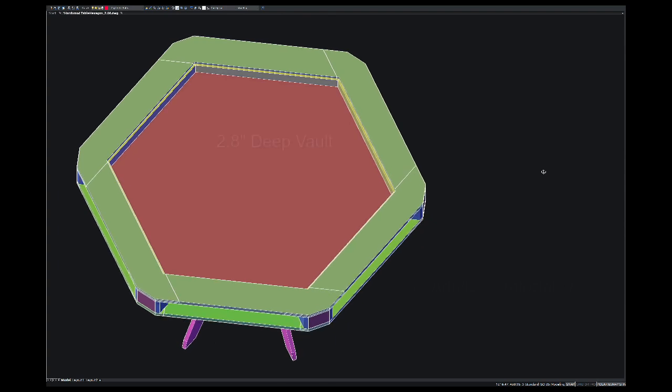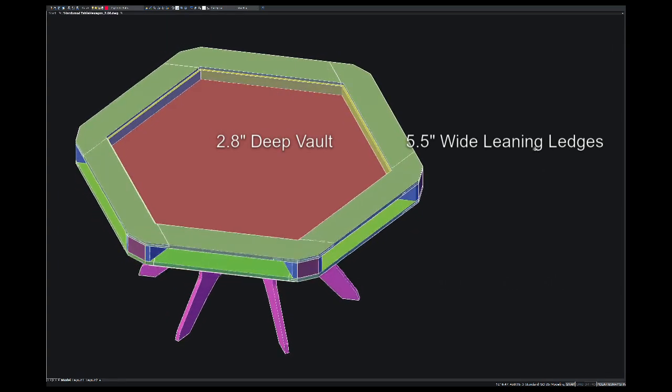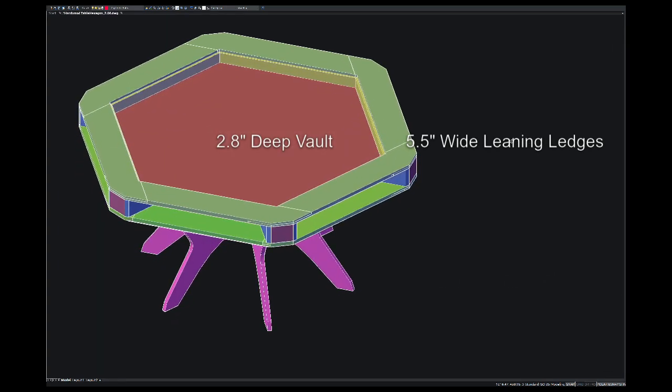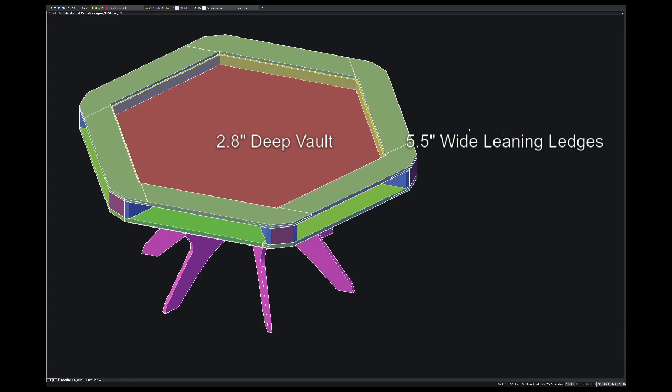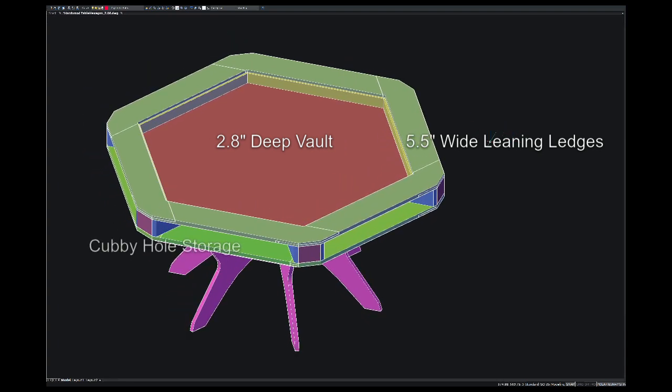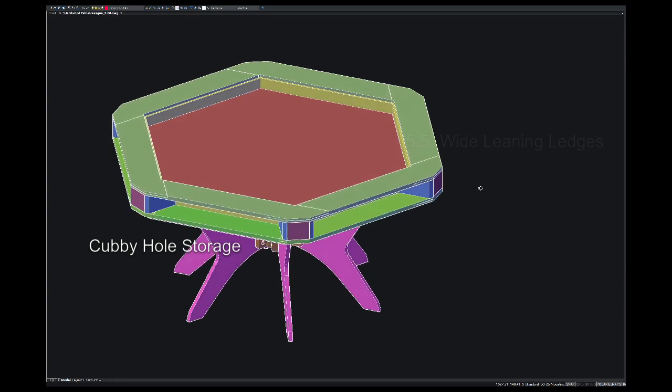This design has a deep vault surrounded with 5.5-inch wide leaning ledges. These leaning ledges are fixed in place so they do not fold out. They create a cubbyhole storage area underneath for each of the 6 players, where cell phones or game components can be stored while playing the games.